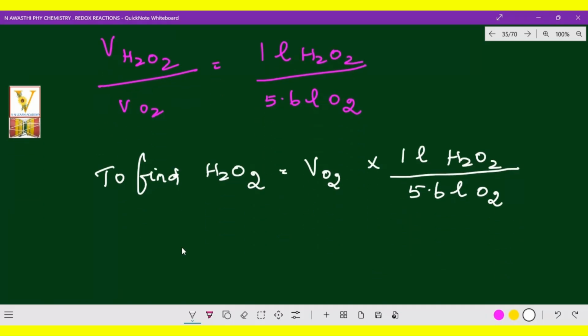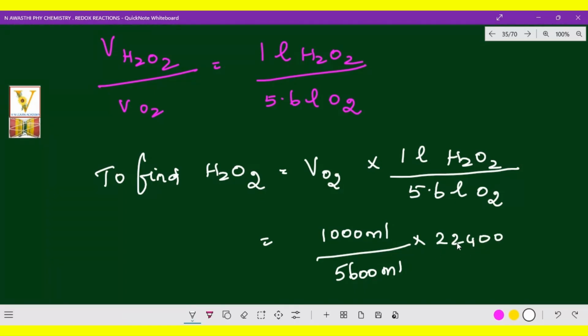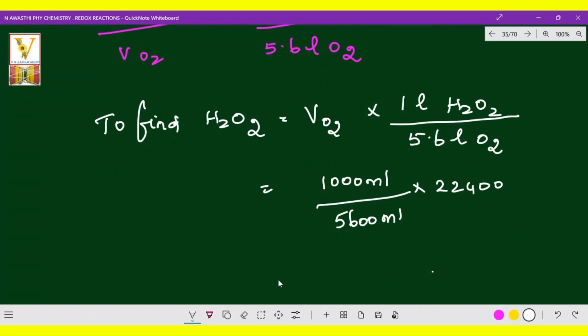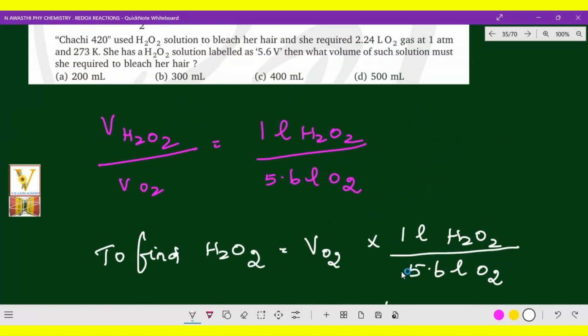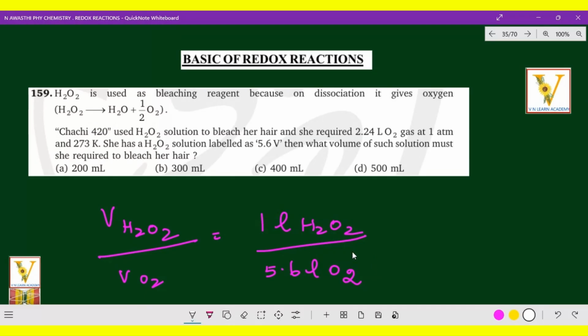Now we apply the value in ml because the options they have given are in ml only. So 1000 ml divided by 5.6 into 1000, so 5600 ml, into 2.24 into 1000, that is 2240. When you calculate this, you will get 400 ml. The option is 400 ml only, right? Let us check: 400 ml, option C is the correct option.